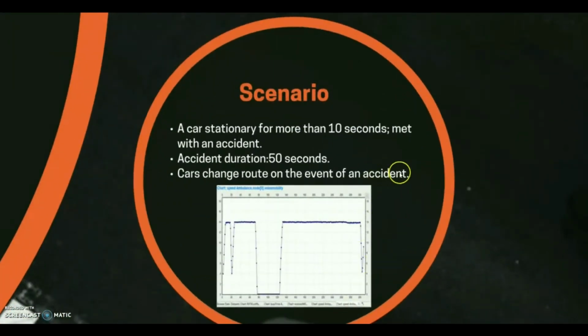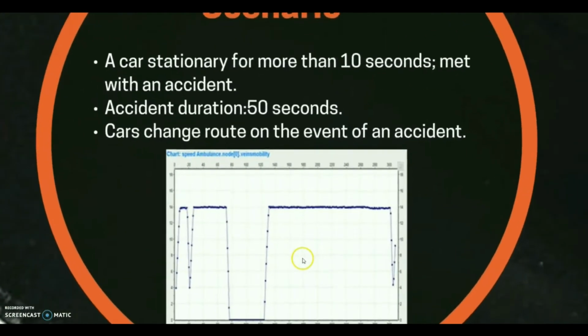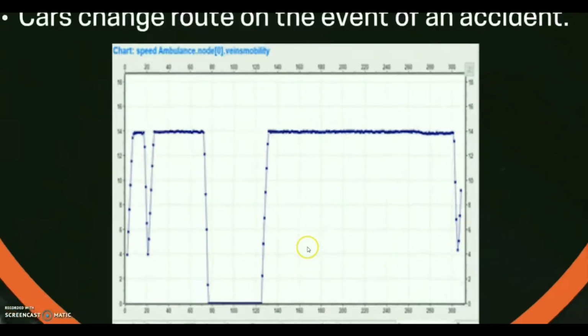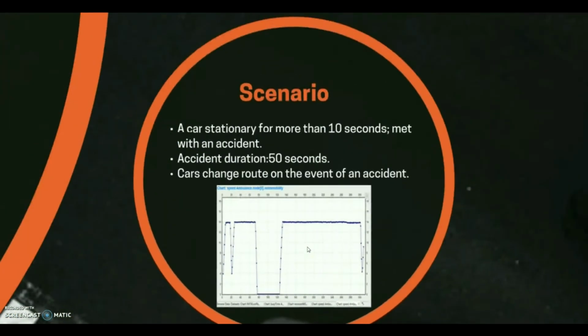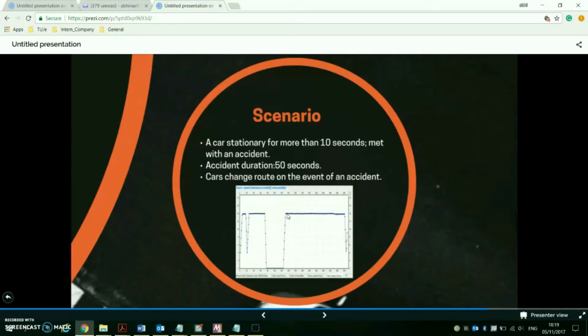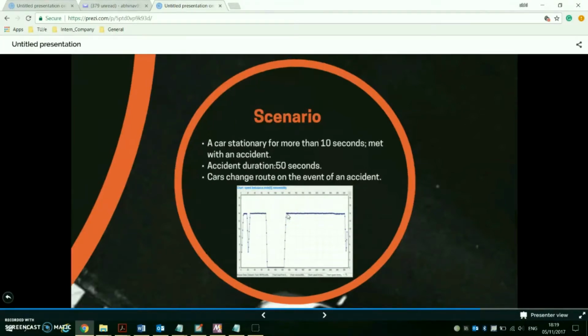The scenario that we have created is as follows. If a car is stationary for more than 10 seconds, it is considered as an accident. The accident duration lasts for 50 seconds, as shown in the graph here. Now we will see how the scenario mentioned before is being implemented in the software.